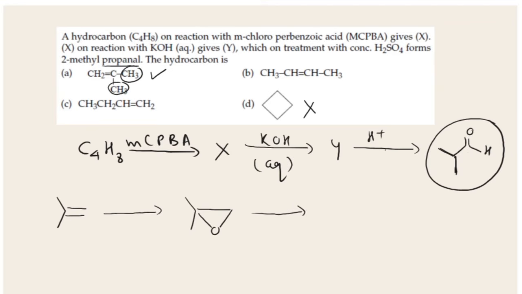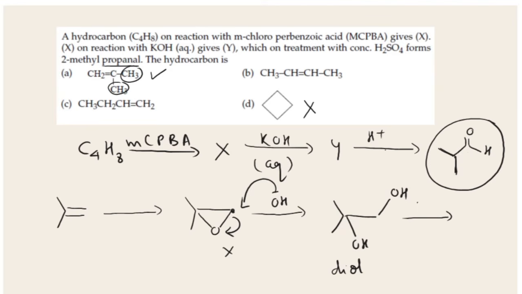This cyclic ether is X now, treated with KOH. So it will undergo nucleophilic substitution. It attacks the carbon where there is less steric hindrance. So what are you going to get here? A tertiary alcohol and here a primary alcohol. In fact, this is a vicinal diol molecule. And when it is treated with H+, the moment you see a diol, remember there is a possibility that it's undergoing pinacol-pinacolone rearrangement because the product formed here is an aldehyde from diol. So you have to keep that in mind. So what is pinacol-pinacolone rearrangement?